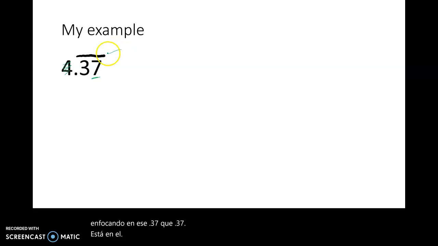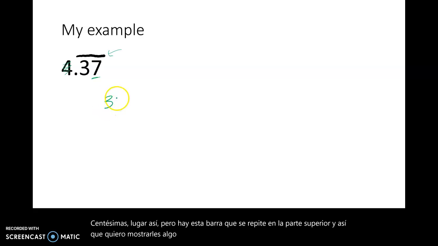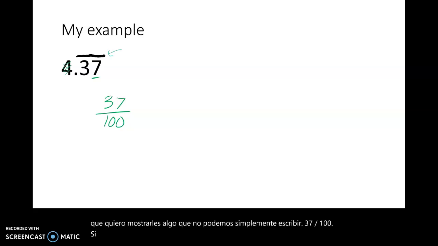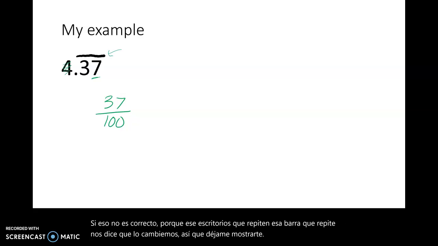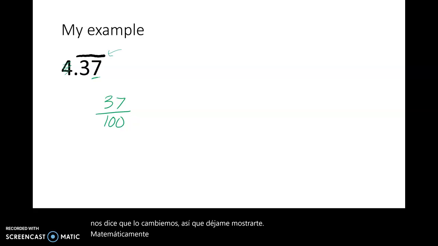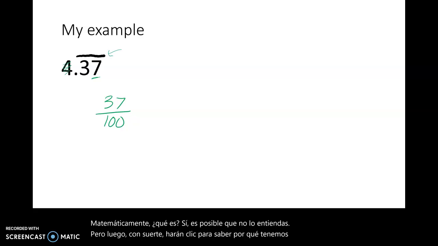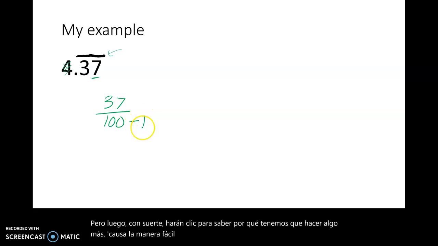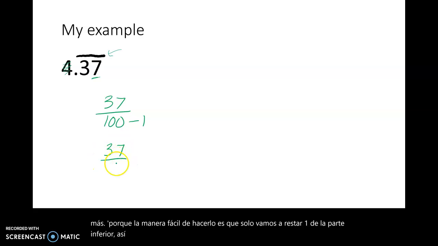But there's this repeating bar on top. And so I want to show you something. We can't just write 37 over 100. That's not correct, because that repeating bar tells us to change it. So let me show you mathematically what it is. You might not understand it but then it'll hopefully click for why we have to do something else. Because the easy way to do it is we're just going to subtract 1 from the bottom. So our fraction is going to be 37 over 99, and let me show you why.